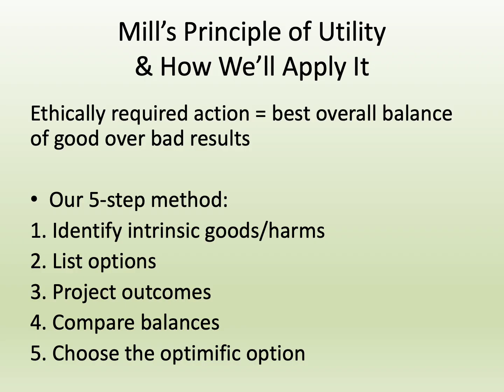Fourth, we need to balance the potential good versus bad results for each different option, each different action that we could take. And five, the last step is that we choose what Russ Shafer-Landau calls the optimific action, or the best action that will result in the best balance of good over bad results, so that you will end up with the greatest good for the greatest number with the least amount of suffering.